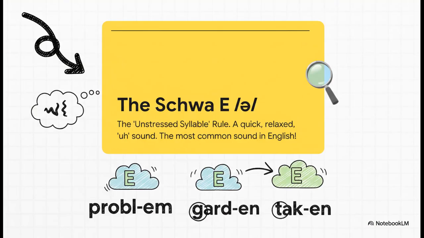First up, and this is a big one, is the most common sound in the entire English language, the schwa. It's this super quick, kind of relaxed sound. So what's the rule? Simple. Look for an E in a syllable that you don't stress. It's kind of like a lazy vowel. You can hear it in words like problem, garden, token. We don't say problem-M, right? It's problem. That part, that's the schwa.